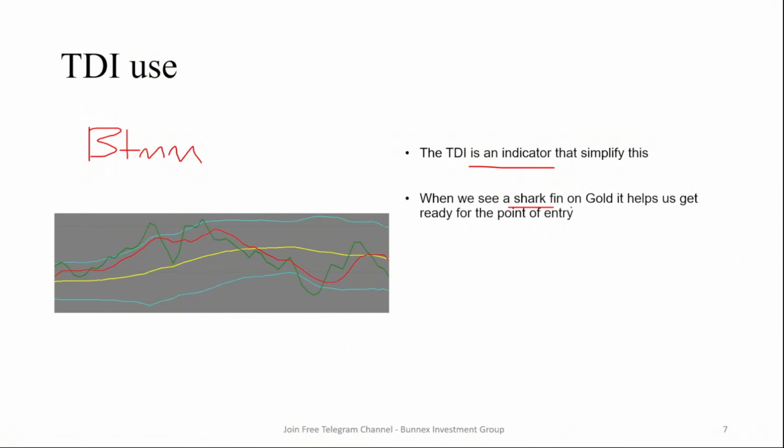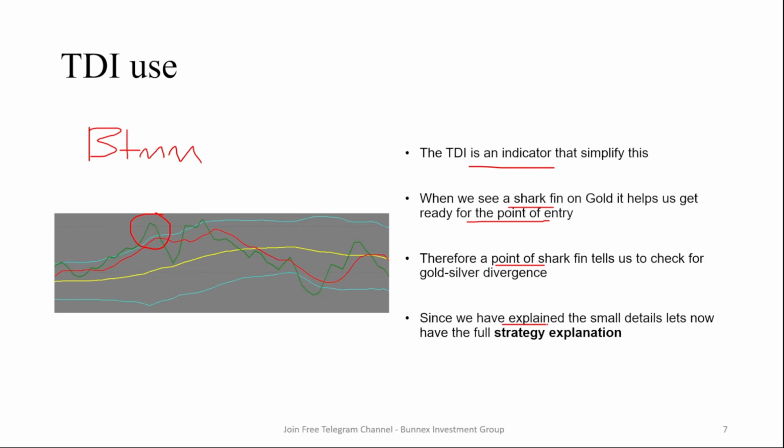When we see a shark fin on gold, for instance, a shark fin is this particular piercing of the RSI line outside the bands, it helps us get ready for the point of entry. Therefore, a shark fin tells us to check for gold-silver divergence. So when a shark fin is seen on gold on the M5 time frame, which is the time frame we will be scalping from, you now need to check silver.